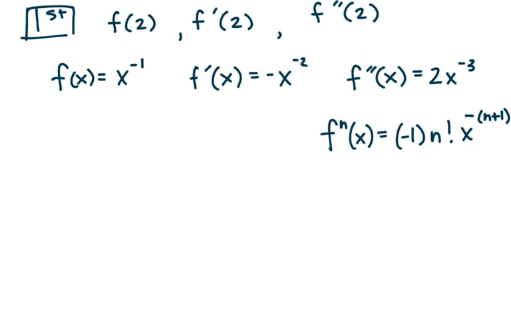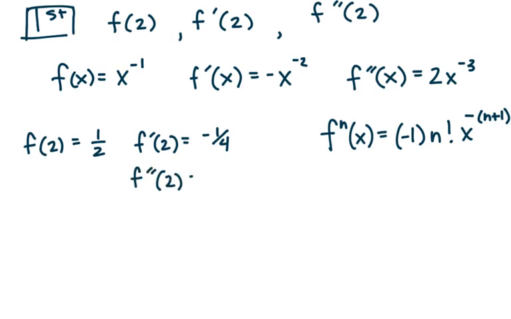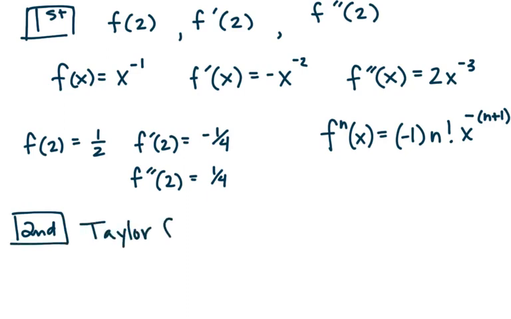Okay, so I found my derivatives. I need to evaluate them all at my a value, which is 2. So f of 2 is positive 1/2. F prime of 2, I get negative 1/4. And f double prime of 2, I get positive 1/4. So how would I write my Taylor series, right? So that's what we're going to write out now.